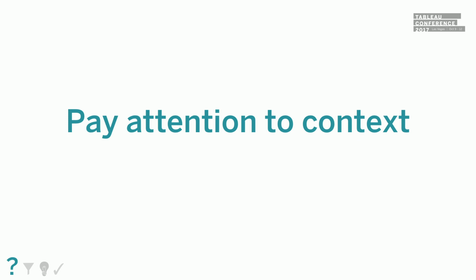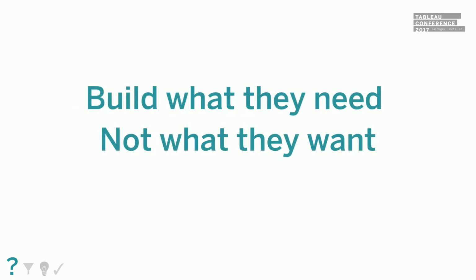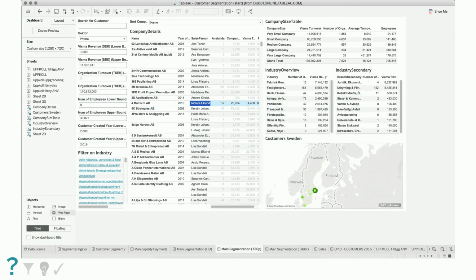So lastly, I want to touch on one more point, and that is to build what your users need, not what they want. So at the end of the discover phase, you probably talk to your users. They have a lot of ideas that they've told you they want. You have a lot of ideas that you've come up with that you want to give them. And you could just put everything in one dashboard. Unfortunately, that's usually not what we want, because it'll end up looking something like this.